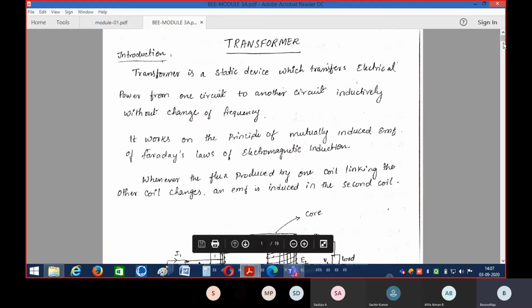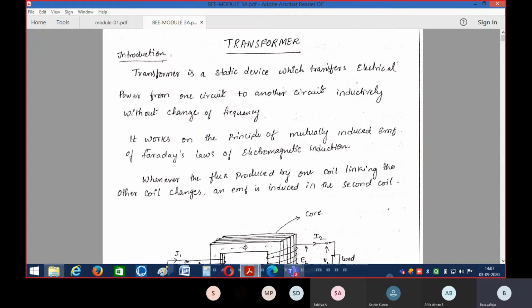In today's class, just before starting module 1, I wanted to retrieve some concepts that you already studied in basic electrical engineering, where you studied single phase transformers. So what is a transformer? A transformer is a static device which is helpful in transferring power from one circuit to another circuit without changing the frequency. For that purpose, we use the transformer.